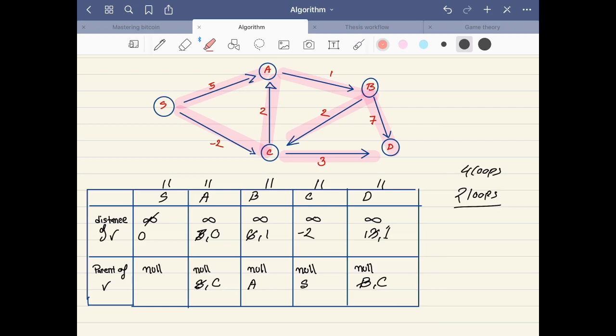So we start from S, which is our starting node, and from S we go to C. From C we can go to A, and we can go to D, and we can go to B via A. So yeah, that's about it. This is the whole minimum spanning tree, and this is the path that we should take to reach any one of the nodes. And I hope you did understand the whole concept of Bellman Ford.